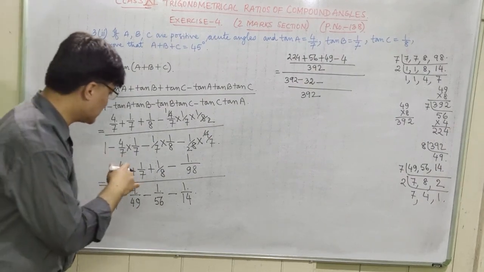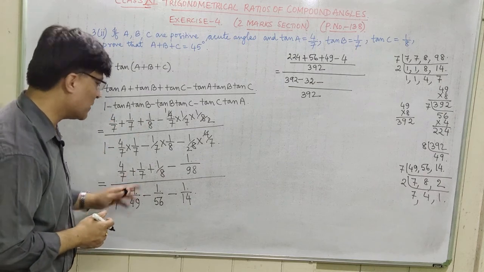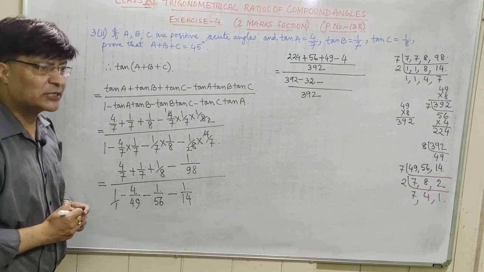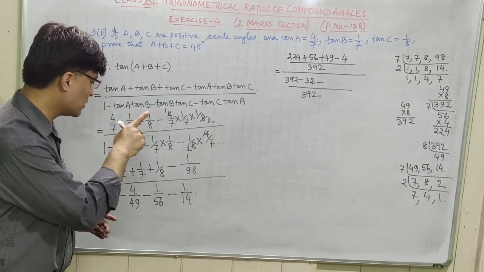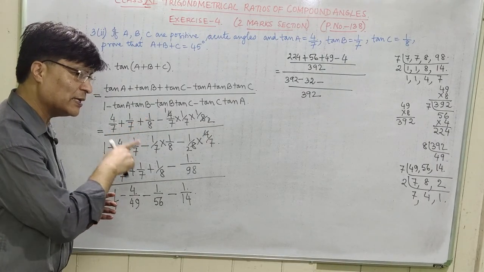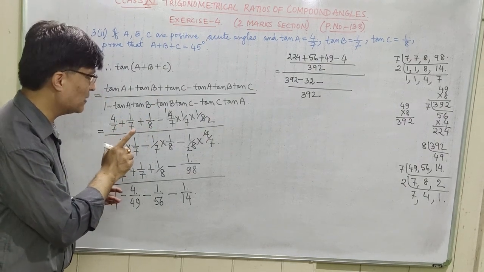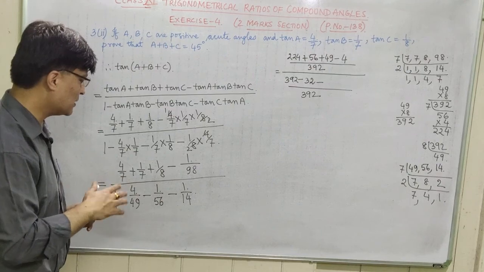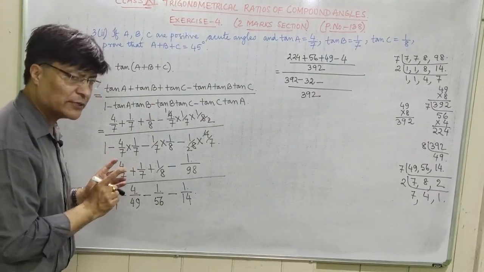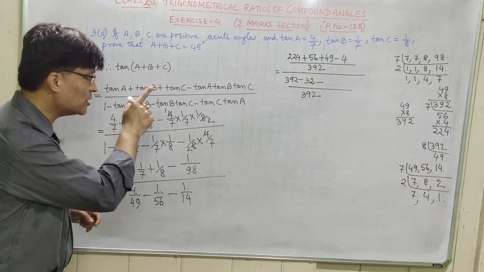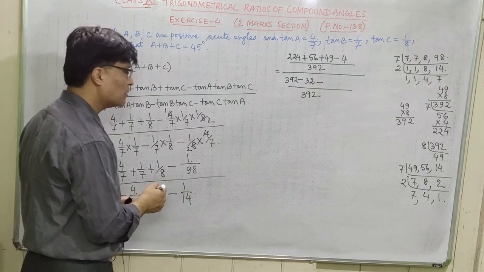So 56 into how much is 392? Or 392 divided by 56, how many times does it go? 7. 7 sixes are 42, 7 fives are 35, plus 4 is 39. That means I think it goes 7 times, isn't it? 7 sixes are 42, 7 fives are 35, plus 4 is 39. So it is 392. That means it goes 7 times.